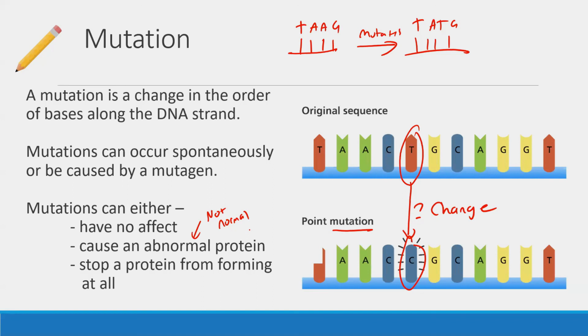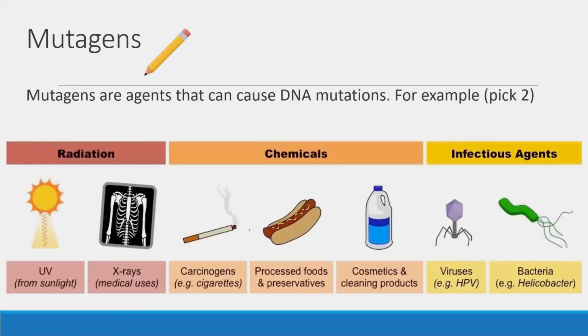I'm sorry. So what are these mutagens? What can cause this to happen? Mutagens are agents that can cause DNA mutations. For example, and I want you to pick two of these, that's going to be the last major slide that I need you to copy down. The next slide hasn't got anything to copy down. I just put it up because it was a cute picture. But yeah, let's get this idea here.